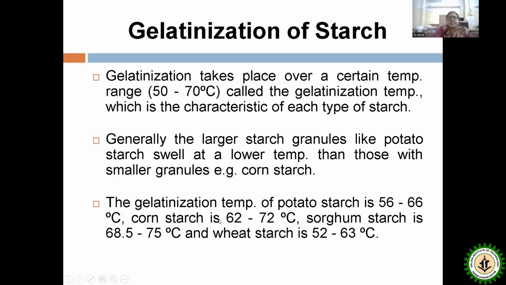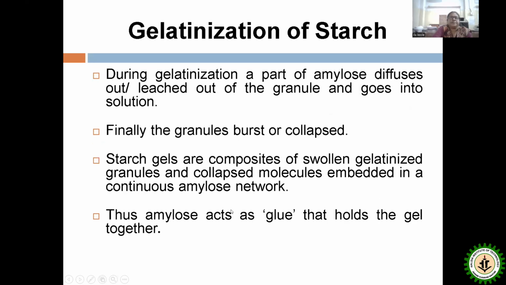Now, the gelatinization temperatures of different starches are as follows. Potato starch is 56 to 66 degrees centigrade. For corn starch, it is 62 to 72 degrees centigrade. For sorghum starch, it is 68.5 to 75 degrees centigrade. And for wheat starch, it is 52 to 63 degrees centigrade.